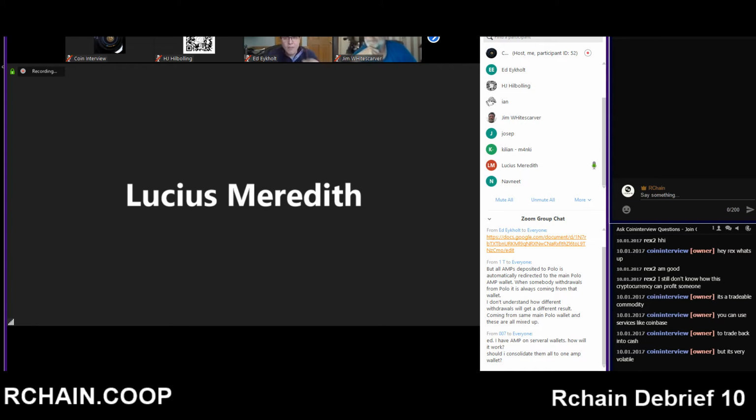So the amps will be held in a multi-sig wallet by the co-op, and the co-op will sell them in a reasonable fashion so that we don't destroy the market, the amp market.